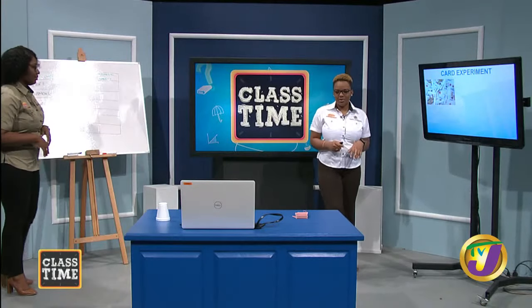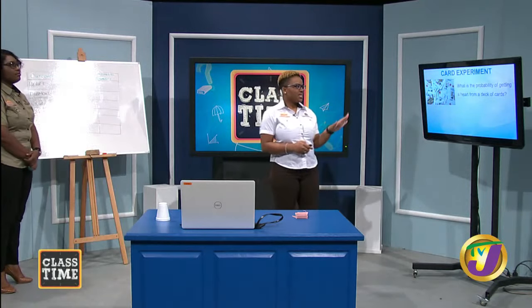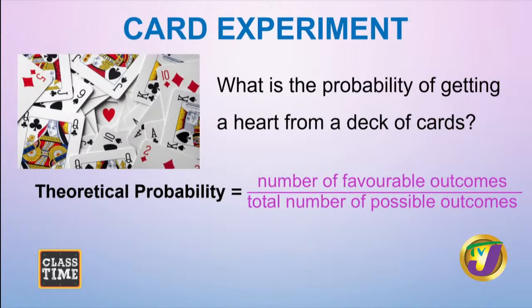So first, we are going to be using our cards. We want to find out the probability of getting a heart from a deck of cards. We know there are quite a number of hearts in a deck of cards. We don't want to know which particular heart, not the 10 of hearts, but any heart. Just a heart. The first thing we want to do is determine our theoretical probability before we do our experiment to determine our experimental probability.